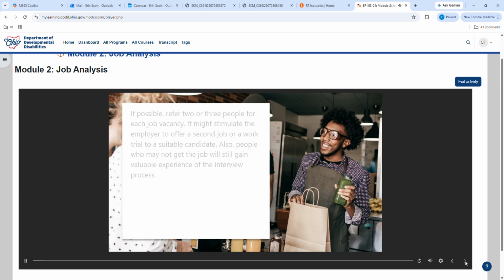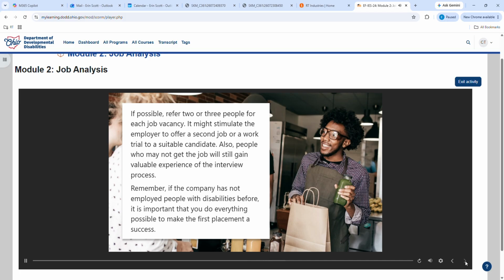If possible, refer 2 or 3 people for each job vacancy. It might stimulate the employer to offer a second job or a work trial to a suitable candidate. Also, people who may not get the job will still gain valuable experience of the interview process. Remember, if the company has not employed people with disabilities before, it is important that you do everything possible to make the first placement a success.